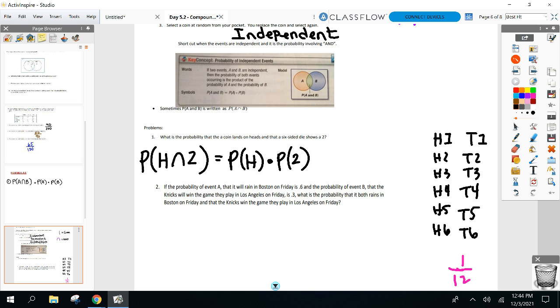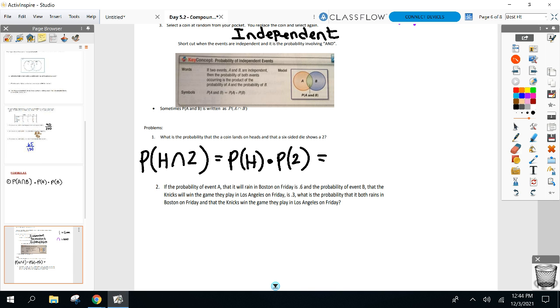All right, ready? You flip a coin. What's the probability you get a head? Hey, I'm not even looking at this anymore. I don't want to write it out. Done. What's the probability you get heads? 1/2, right? Heads or tails? Times. You got a die. What's the probability you roll a 2? 1 out of 6. What's going to happen? Numerator times numerator. Denominator times denominator. There's 1/12.